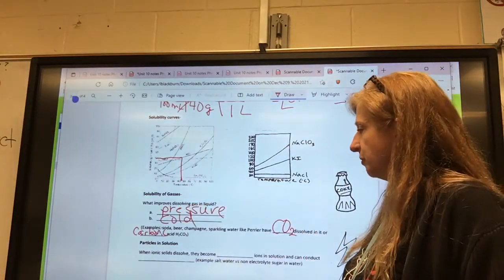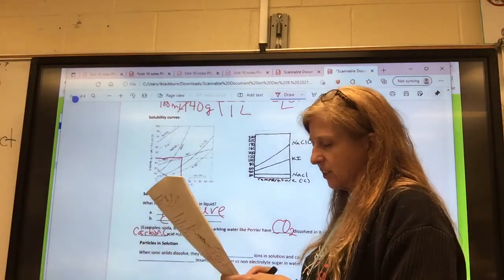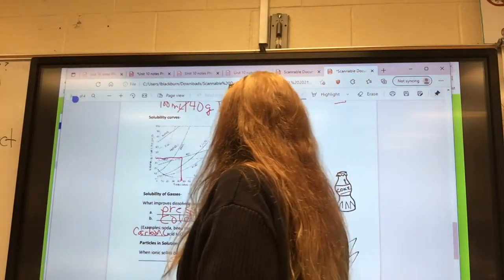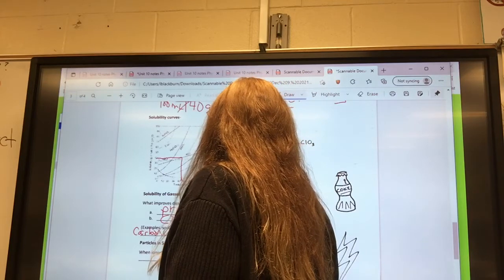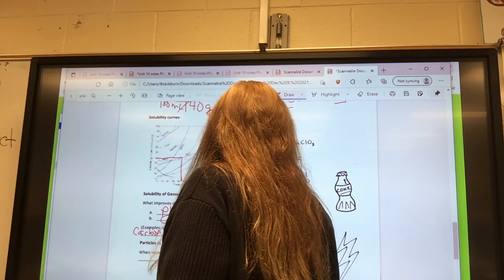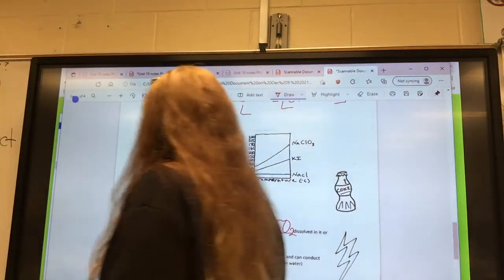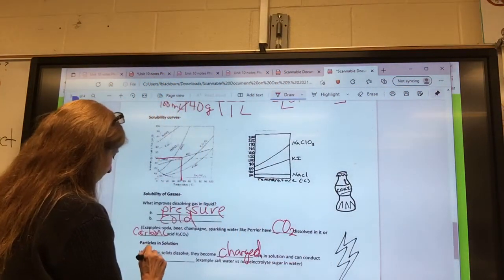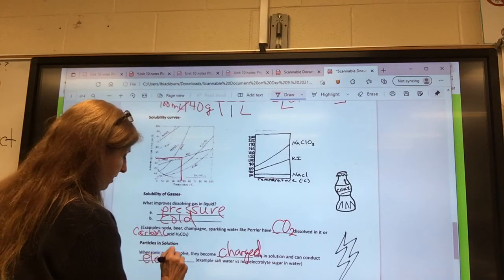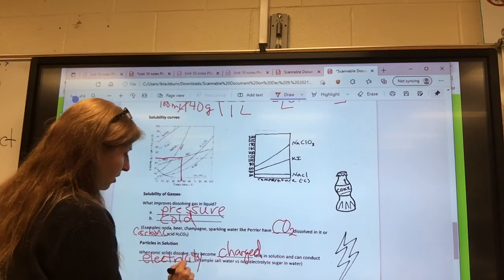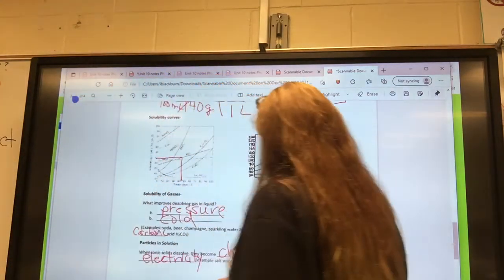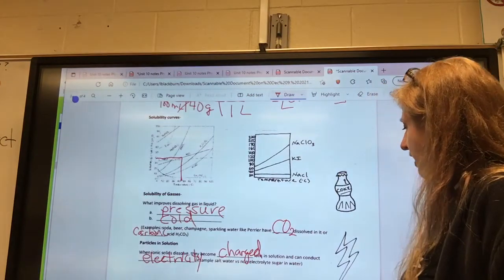Particles in solution. When ionic solids dissolve, they become charged ions. Charged ions in solution can conduct electricity. For example, salt water versus non-electrolyte sugar and water.